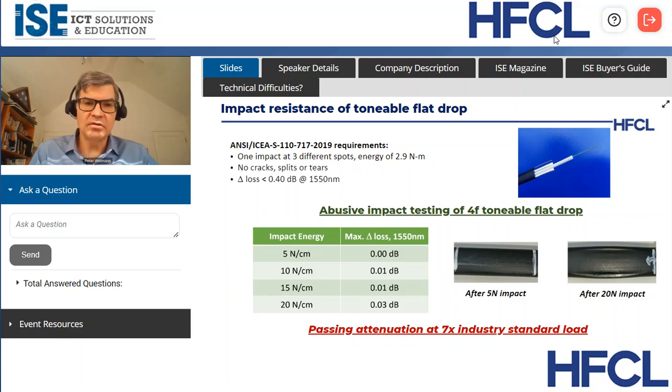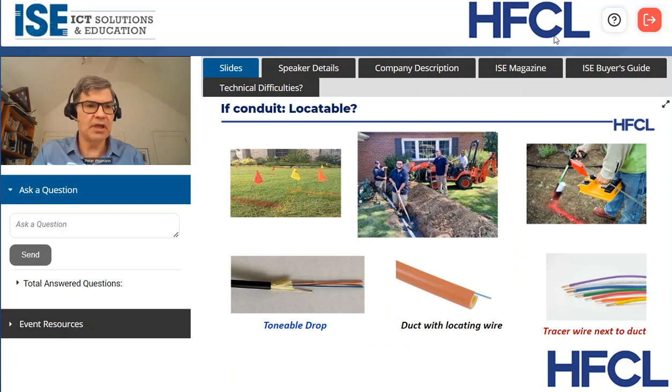At 5 newtons, you couldn't see that anything had happened. After 20, you'd see deformation of the jacket. We actually went all the way to 40 newtons per centimeter and had passing attenuation, but we started seeing jacket cracks beyond 20. They weren't much, but you could see a small split or tear after 20. So these are extremely tough cables if you put them in the ground. They're not perfect, but they're going to be resistant to dig-ups to a certain extent. They're pretty strong little cables.